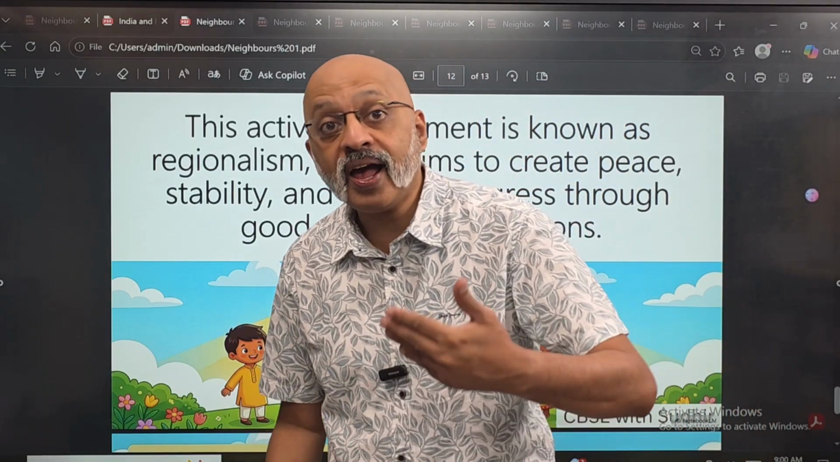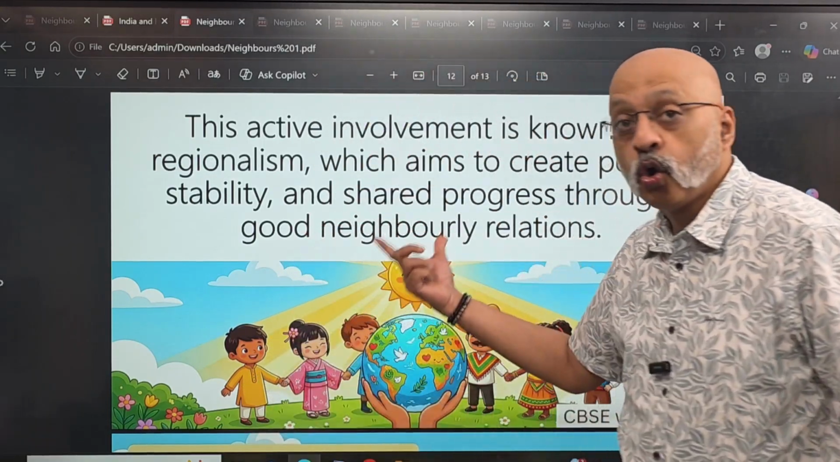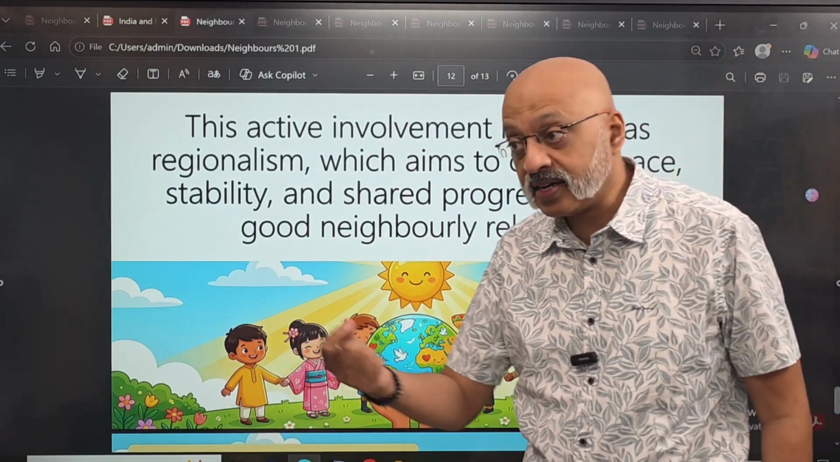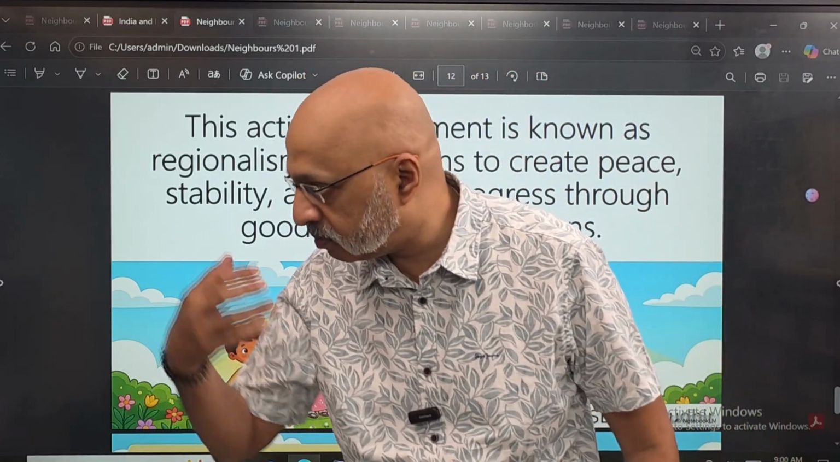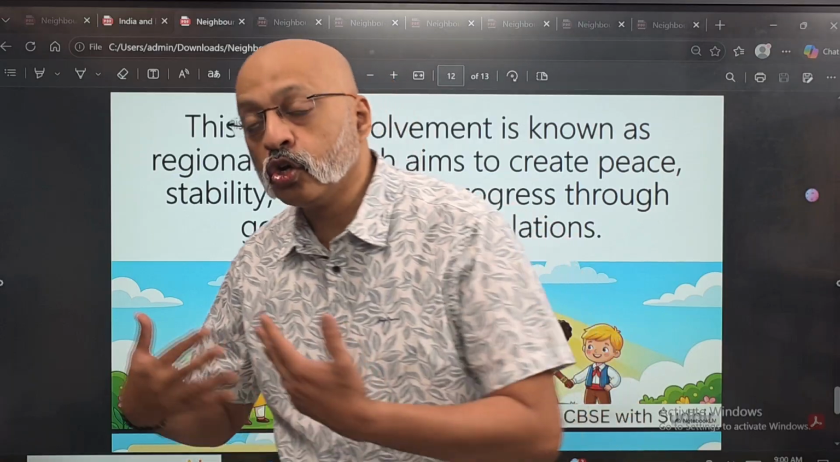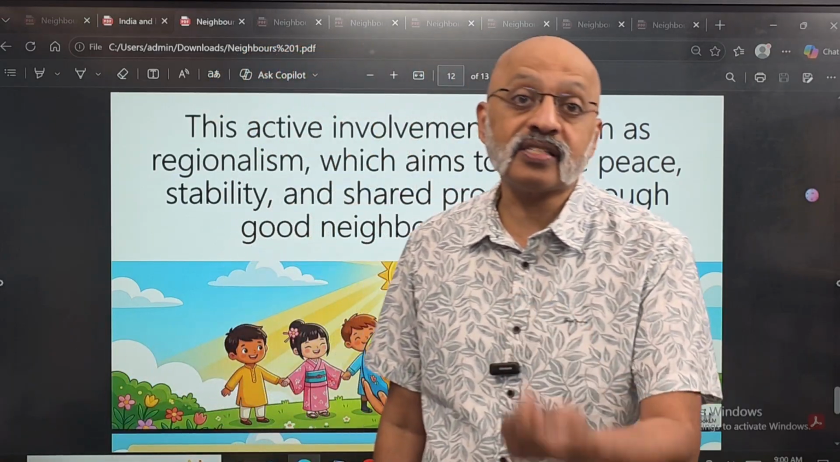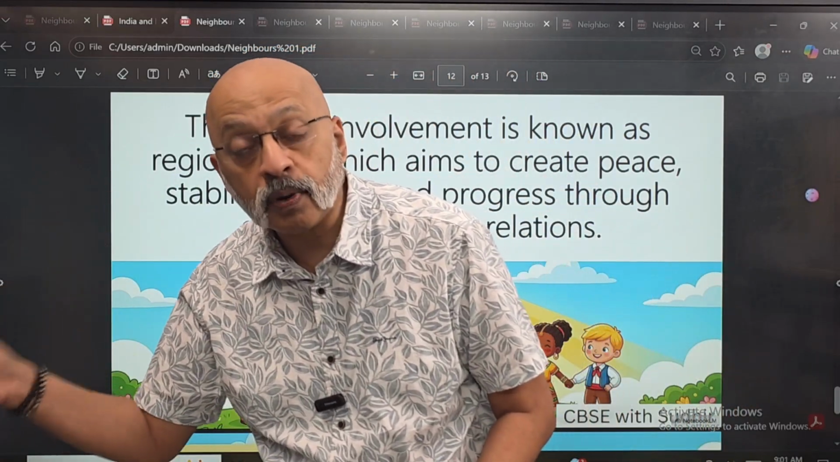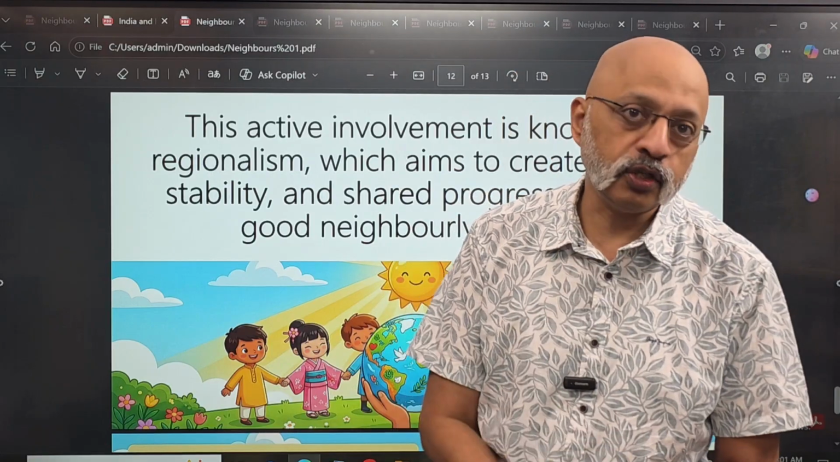So you behave like a good neighbor. That's what India does. Similarly, because India is the closest, if your next door neighbor is having this kind of an issue, it is your duty, it is your responsibility as a good neighbor to actually help out your neighbor. That's what you are meant to do.